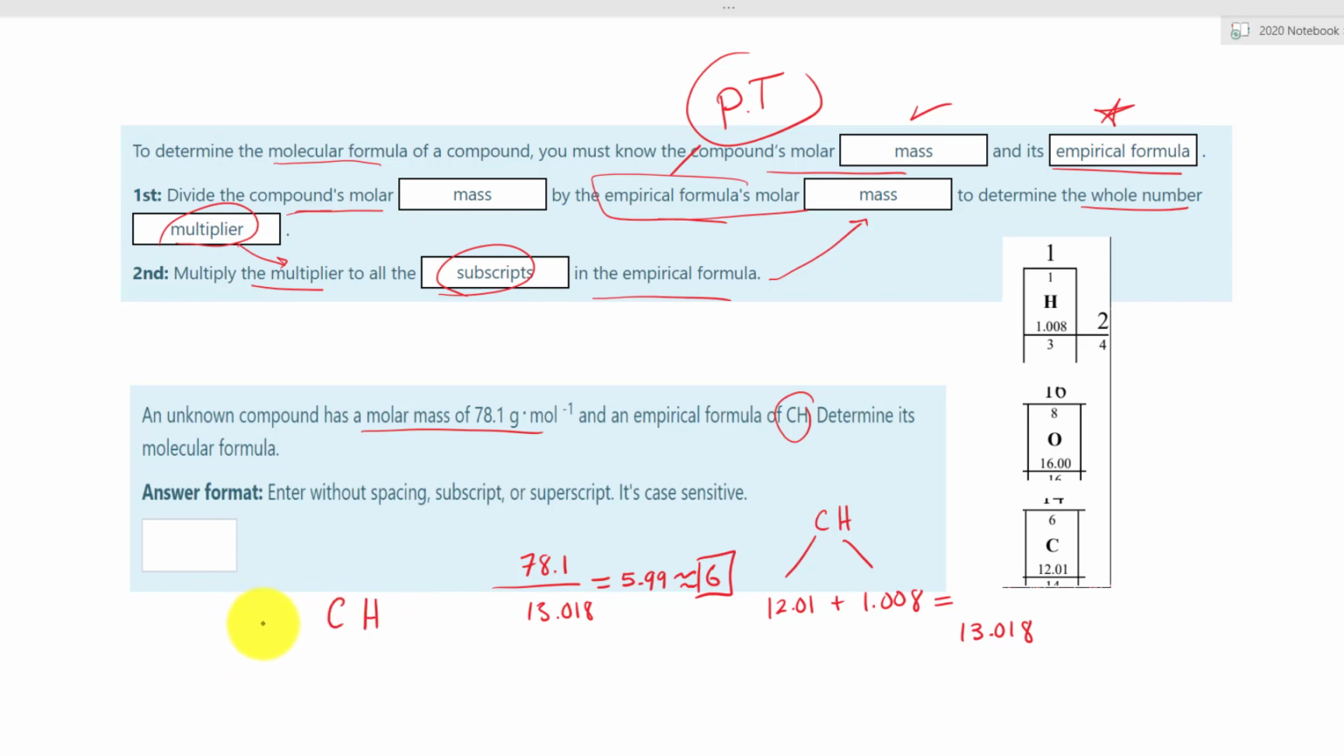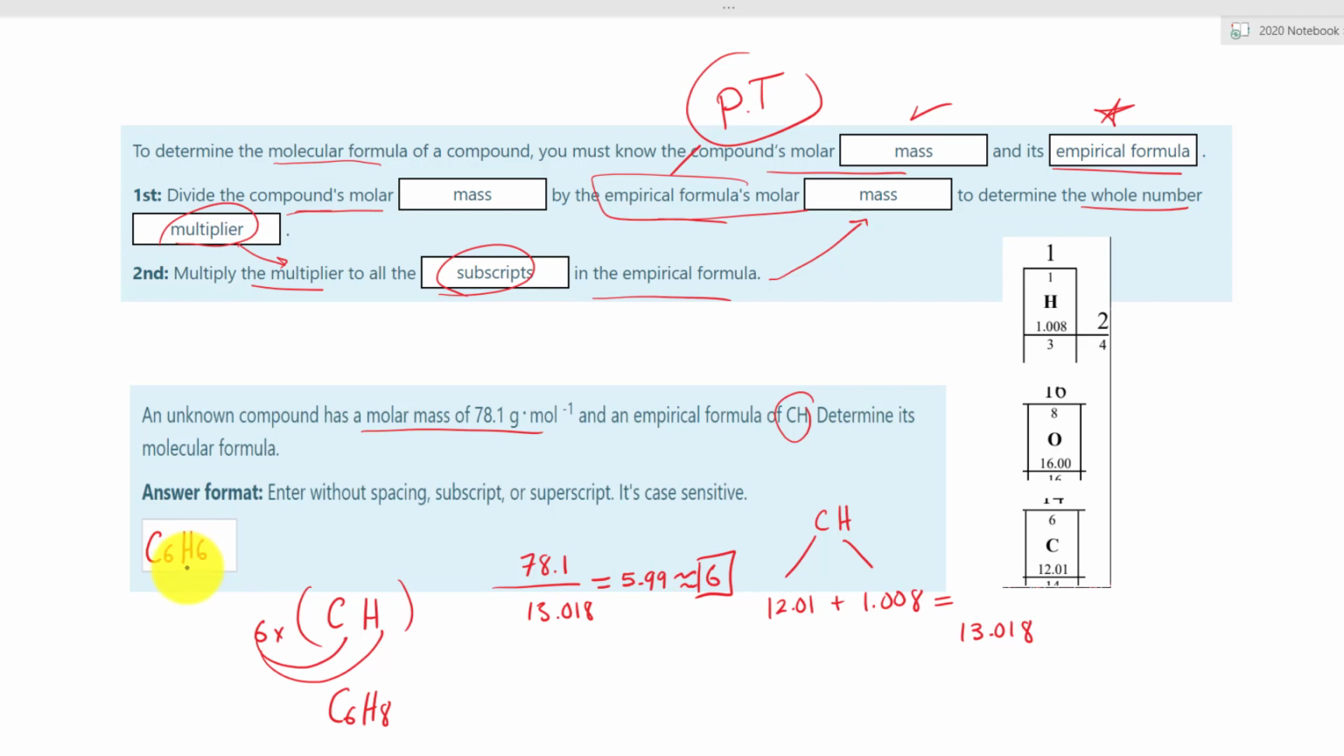What is 6 times the subscript? You can think of it like this: 6 times 1 is 6 right here, and 6 times 1 is 6. So therefore, what do we have? C6H6. When we enter our answer, we enter it without spacing, subscript, or superscript, and in this case it is case sensitive, so capitalize C6 and H6, and that's all we have to do.